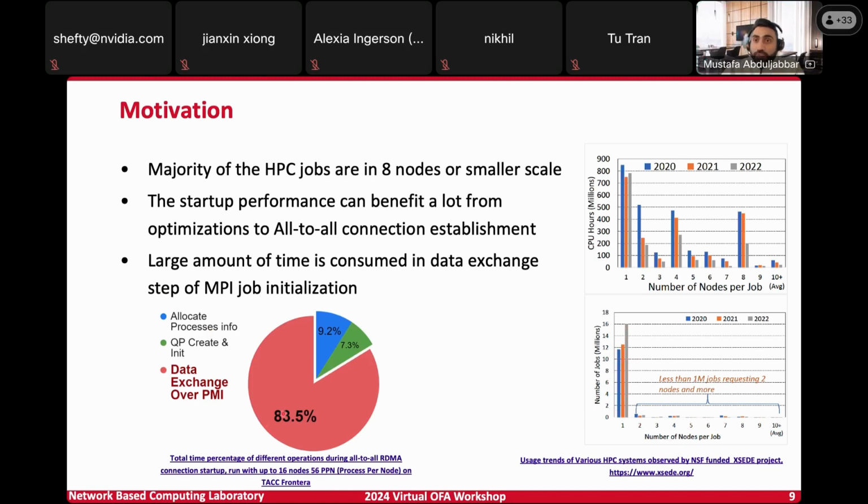In terms of actual time spent doing these kinds of operations, we profiled this on the TACC Frontera system to see how much time is being spent doing the all-to-all RDMA connection setup with 16 nodes and 56 processes per node. And the data exchange of these identifiers of QPs constituted more than 80% of the initialization time. So this is a significant amount of time. Any decrease in this time is a significant contribution to the overall reduction in latency.